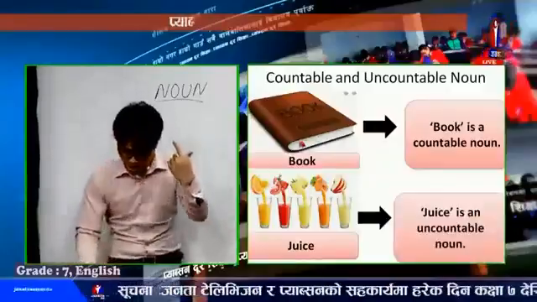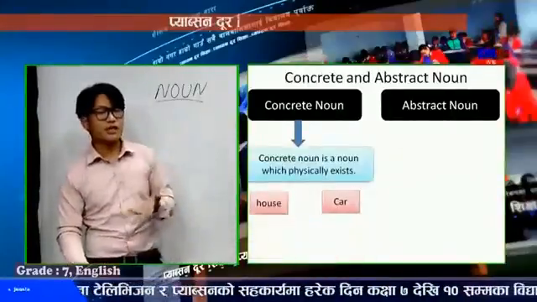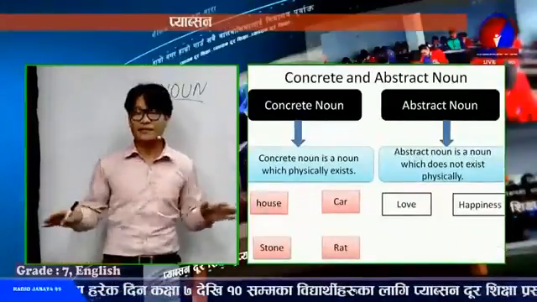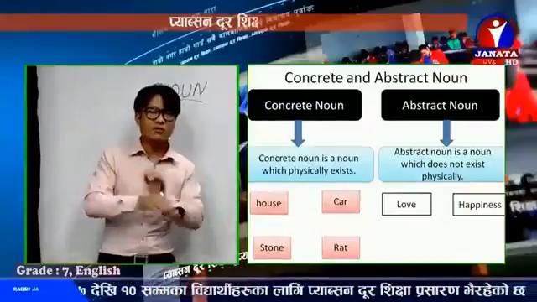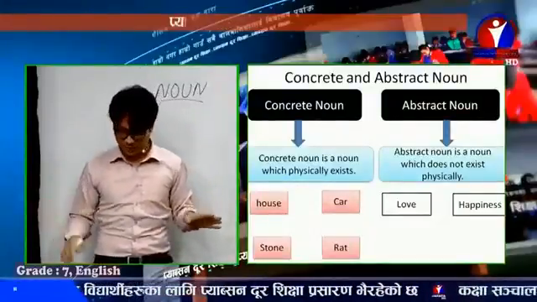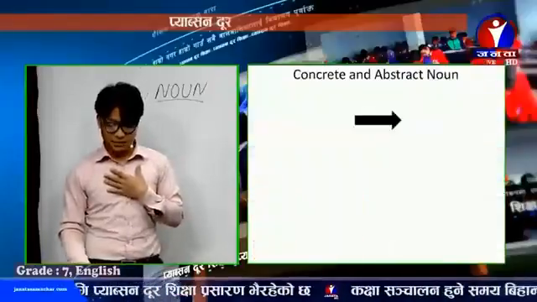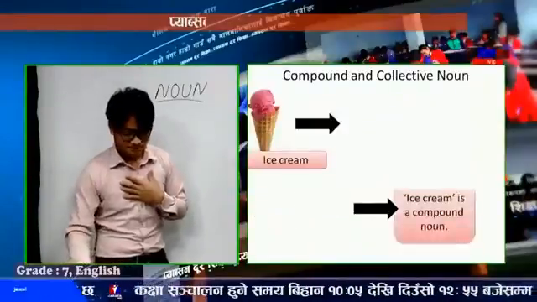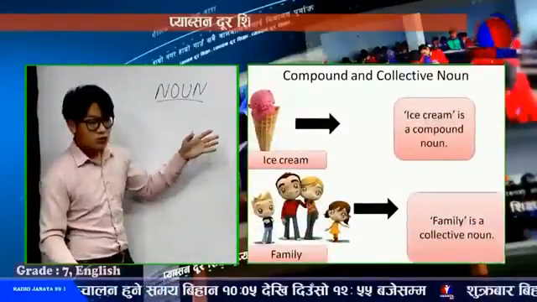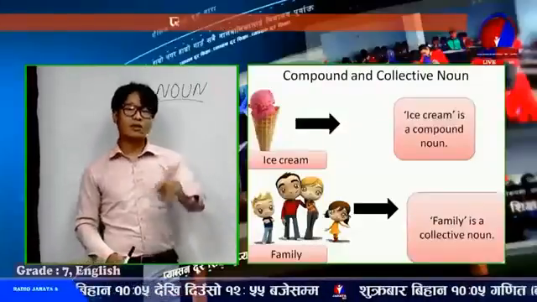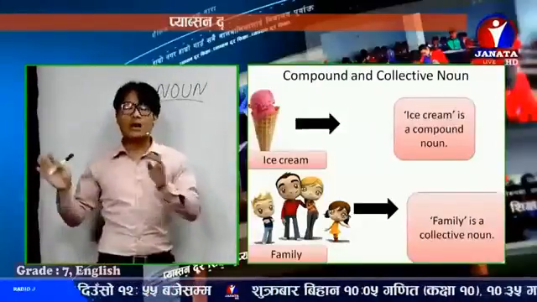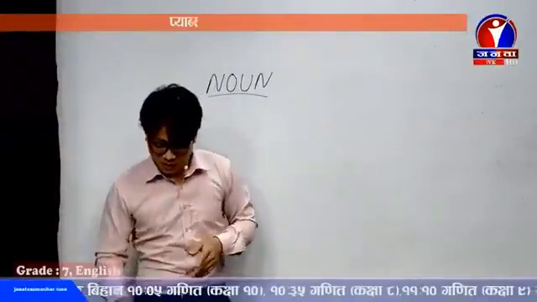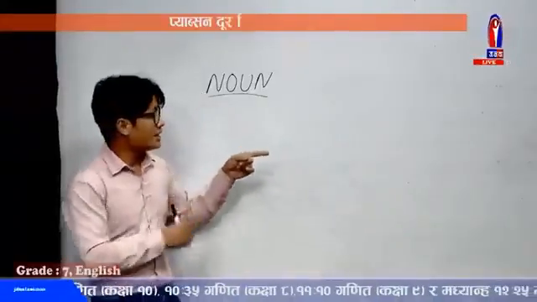And also we had discussed concrete and abstract noun. Concrete noun is that noun which exists physically, and abstract noun is that noun which does not exist physically. So I had given you an example. So today we discuss what noun is, what types of nouns are. Okay, we discuss, even we compare all the nouns.